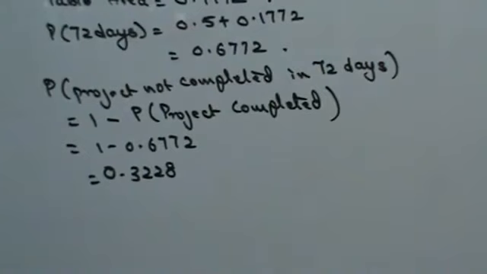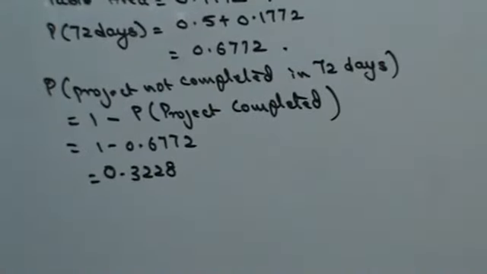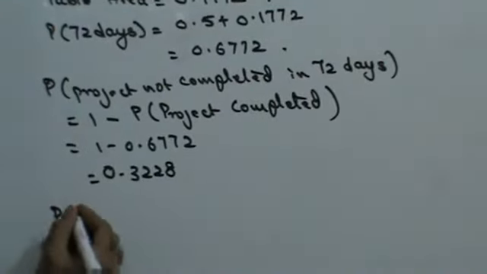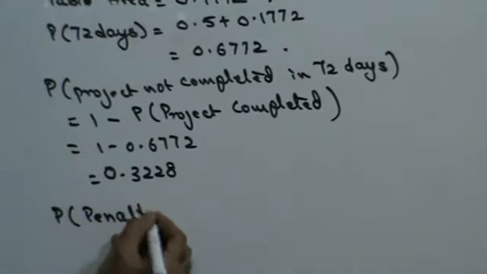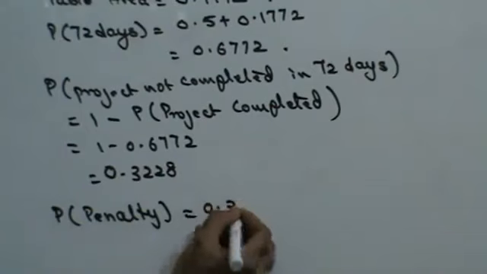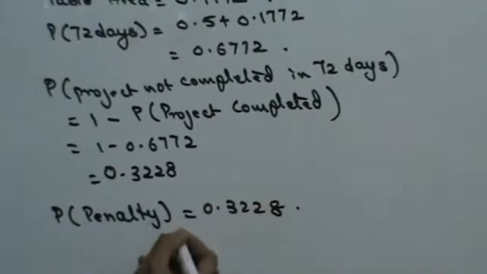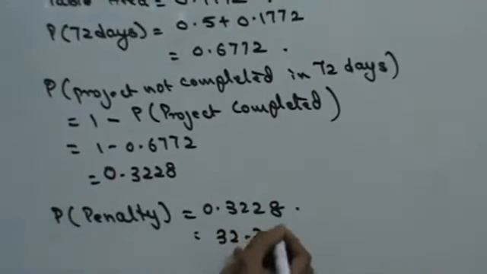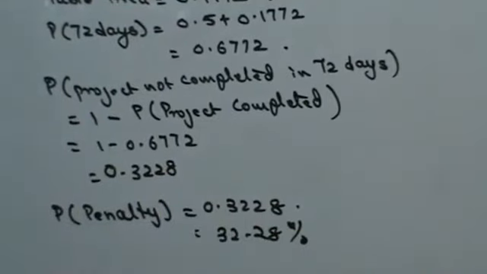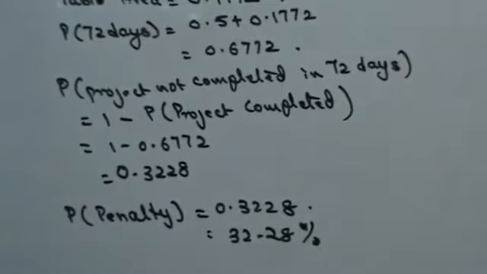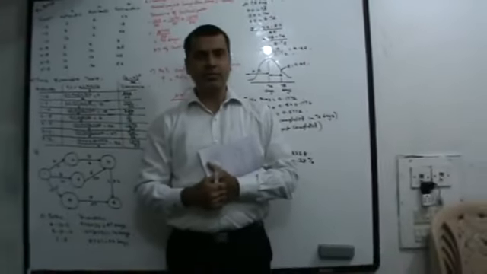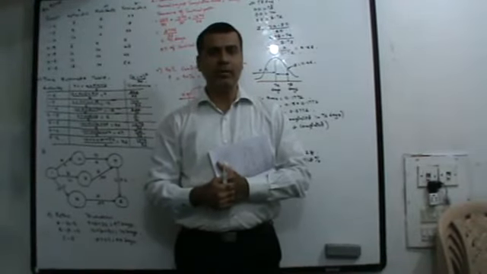So the probability that the project will not be completed on time is 0.3228. If the project is not completed on time, you have to pay a penalty. Therefore, the probability of penalty is 0.3228. That means there are 32.28% chances that you will be penalized for not completing your project on time. Do we get this clearly? This finishes the sum. We'll stop here for the day. Thank you very much.